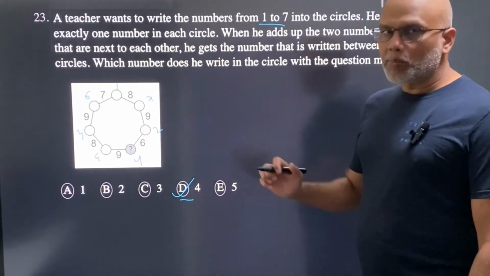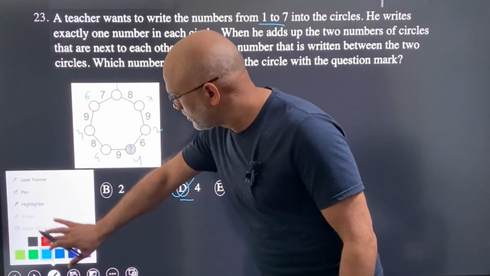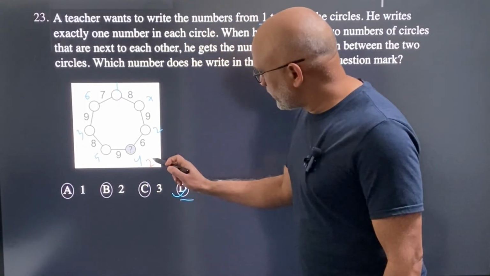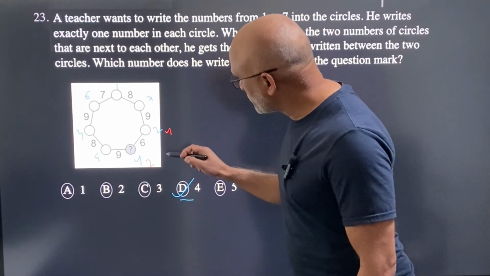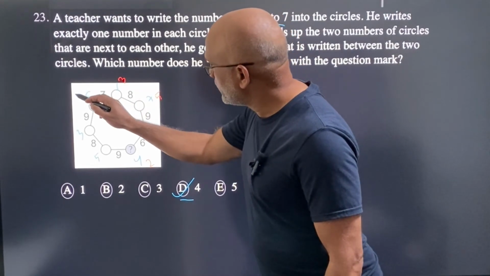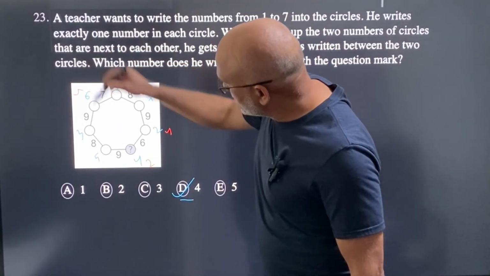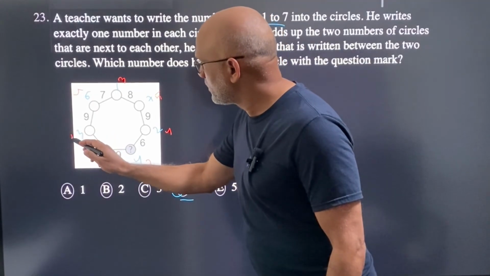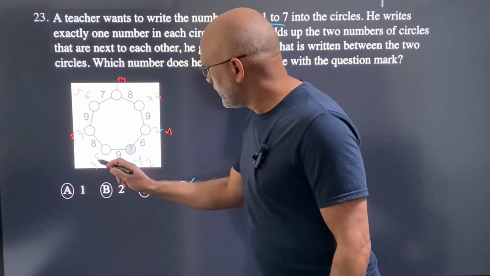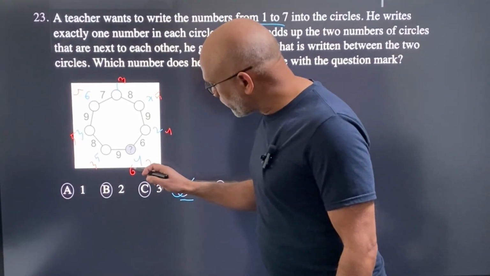Actually, I wanted to check one more guess here to make a point. So let me check 2. Let me just change the color. Alright, so let's say I start guessing number 2 here. So then 2 plus what number is 6? 2 plus 4 is 6. Similarly, this will be 5. This will be 3. This will be 4. 3 plus 4 is 7. And 4 plus 5 is 9. 5 plus 3 is 8. 3 plus 6. Sorry, I started with 2, ended up with 6. So that doesn't make sense.